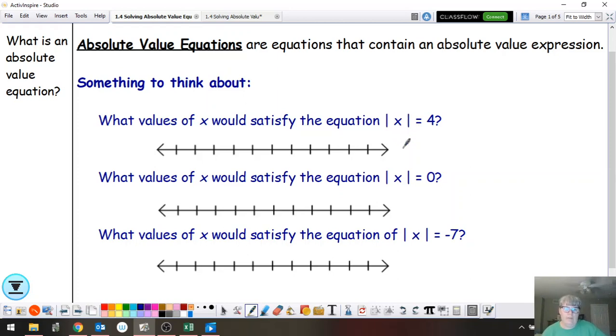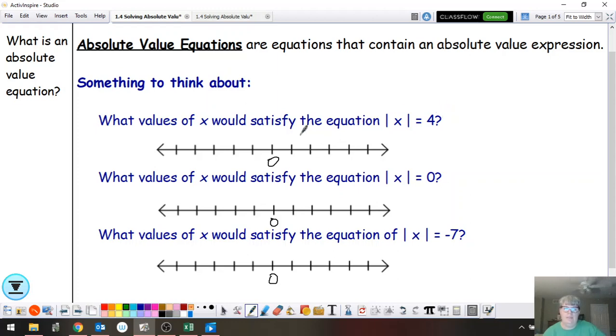So I have on this slide three very simple, very basic absolute value equations. But before we solve them, we have to remember that the definition of absolute value is the distance from zero on the number line. So on each of these number lines, I'm going to put 0, because we're going to have to think about what numbers are that many units away from 0 in order to solve my equation. If I look at the first equation, what values of x would satisfy the equation the absolute value of x equals 4?